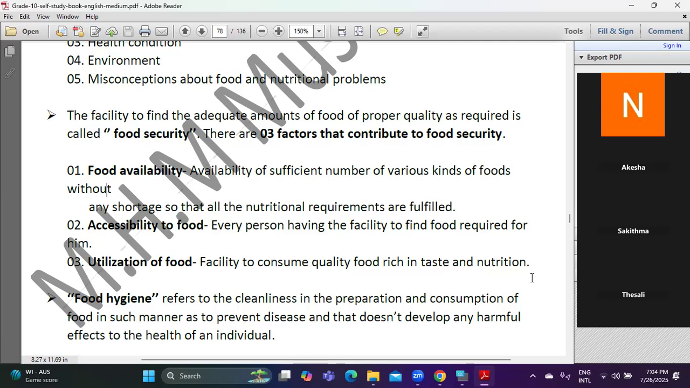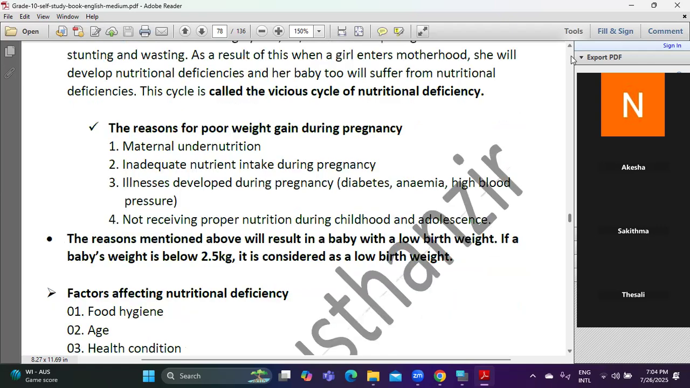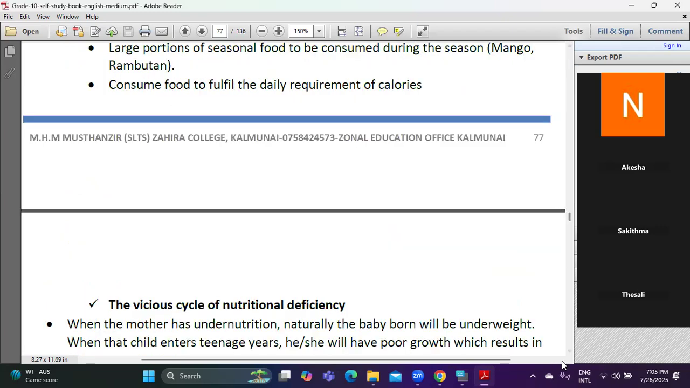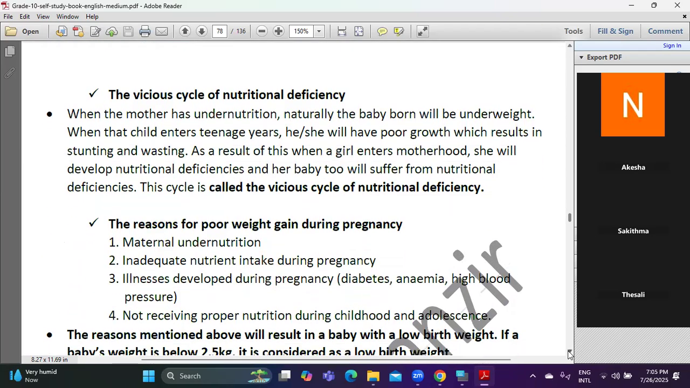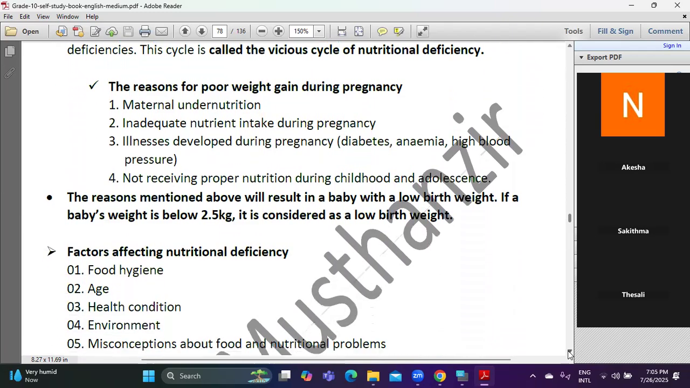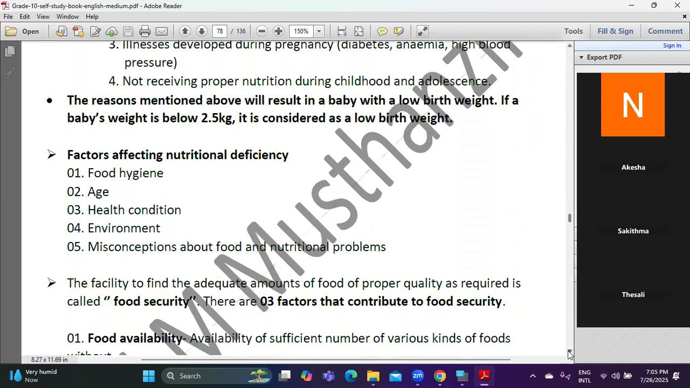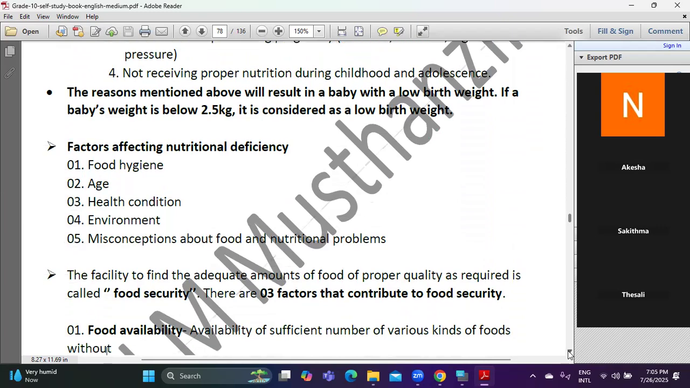Under the first point we are talking about food security. What are the factors that affect nutritional deficiency? That is what we are talking about. The first point is food hygiene, food security and food safety. Then we want to talk about age, health condition, environment, misconceptions, and how those factors affect nutritional deficiency.